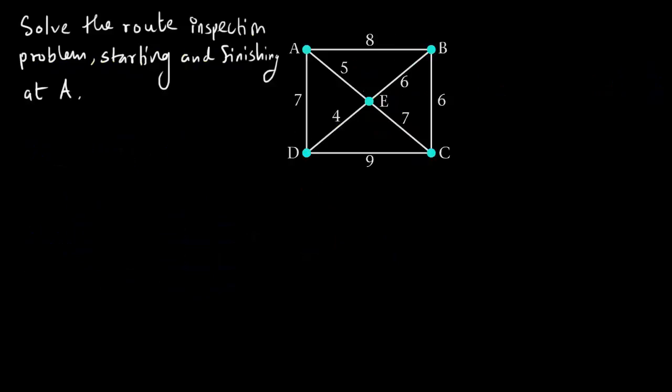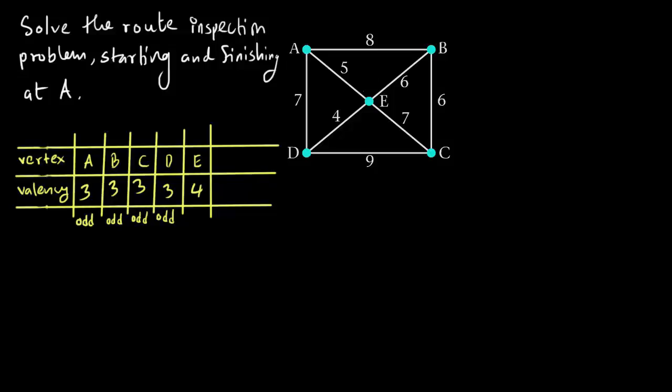In this problem, we have to solve the route inspection problem starting and finishing at A, which basically means we have to find the shortest route. The first thing to do would be to check whether it's traversable or not. In order to be traversable, it has to be Eulerian. So we have to check whether this is Eulerian or not. If it's not Eulerian, we have to add arcs and make it Eulerian.